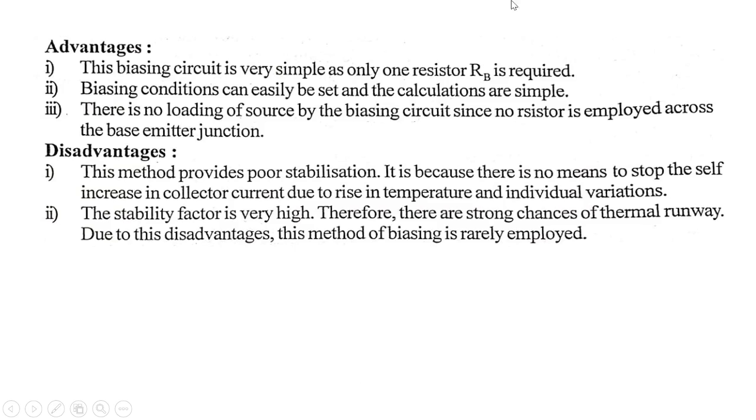Advantages of this method: this biasing circuit is very simple as only one resistor RB is required. Second, the biasing condition can easily be set and the calculations are simple. Third, there is no loading of the source by the biasing circuit since no resistor is employed across the base emitter junction.